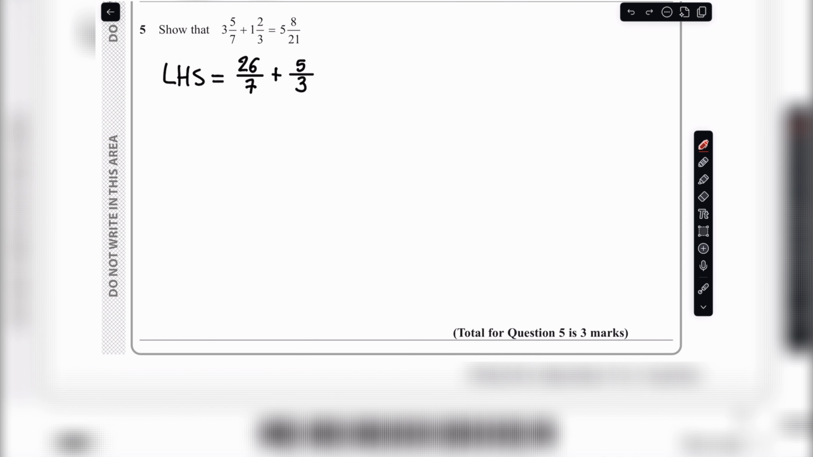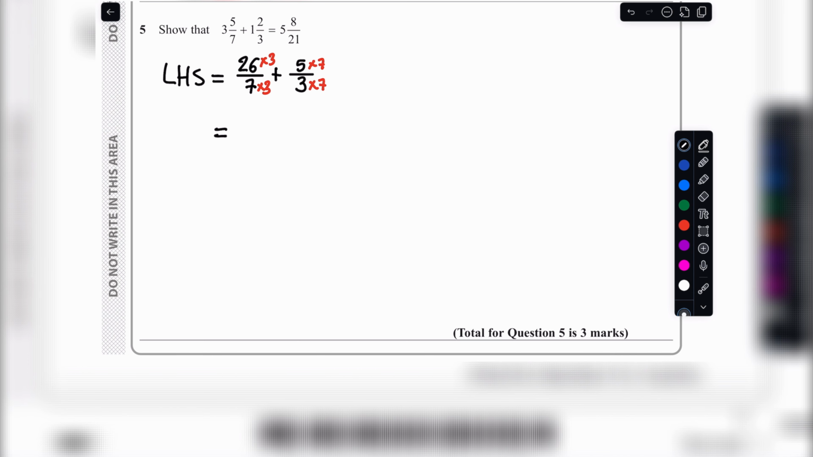So I'm going to multiply the numerator and the denominator of the fraction on the left by the denominator of the fraction on the right. So that will be 26 times 3 and 7 times 3. And I'll repeat the same for the fraction on the right. So I'm going to multiply 5 by 7, which is the denominator of the fraction on the left, and 3 times 7. And now that we've done this, we can write them as a single fraction.